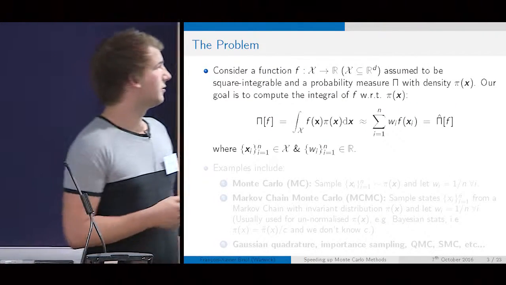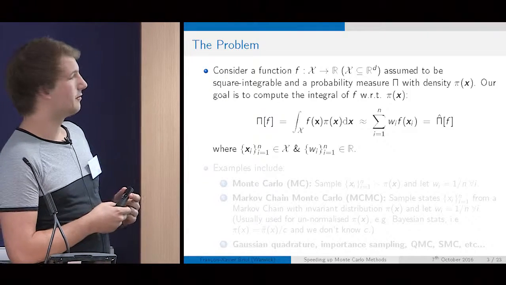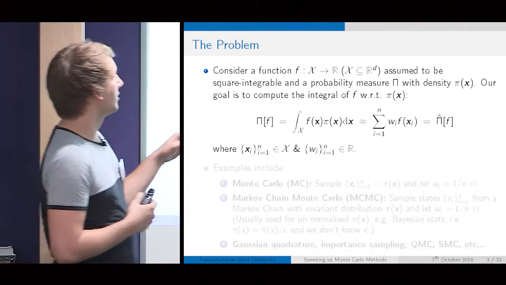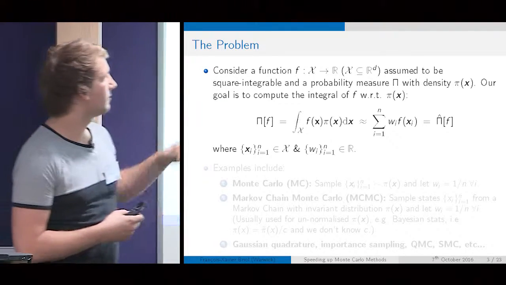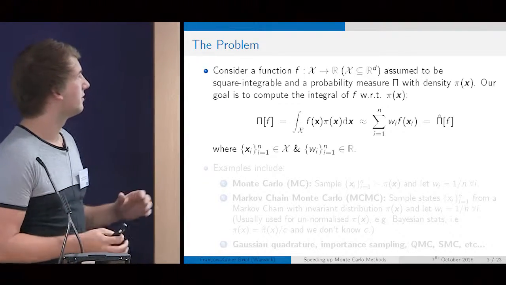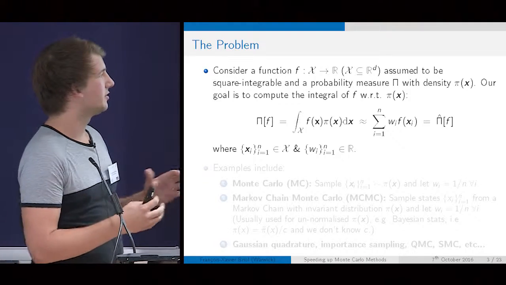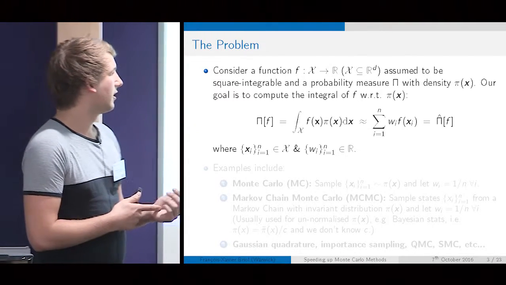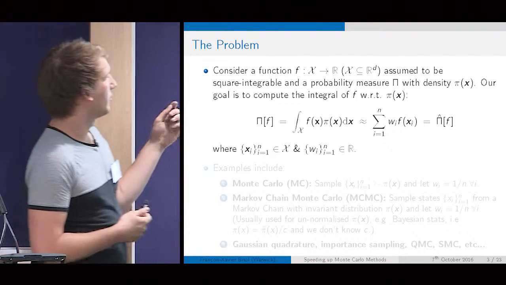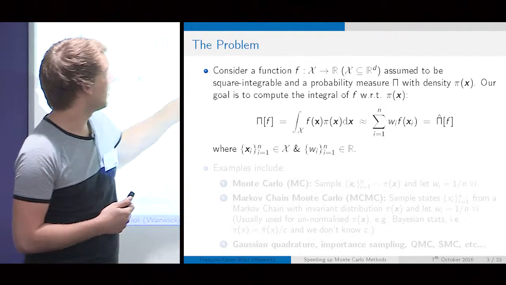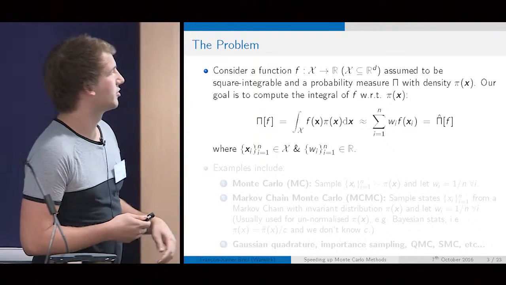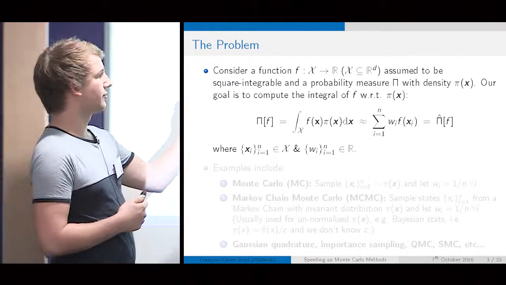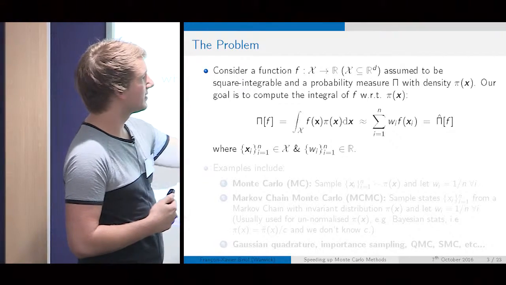So the problem that I'm going to be considering is that of computing integrals. I'm going to be considering this type of integral where f is assumed to be nice. It's going to be defined on some subset of R^d, or maybe the whole of R^d. It's going to be square integrable. And I'm going to have a density pi, which is also going to be fairly nice, let's say. So I want to compute those integrals with respect to this density.